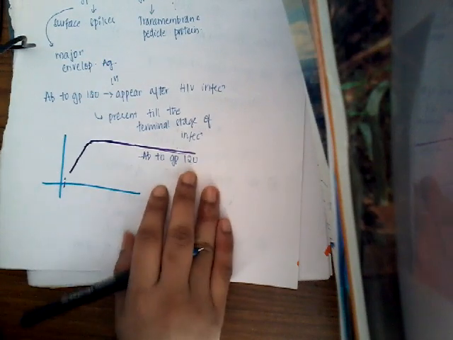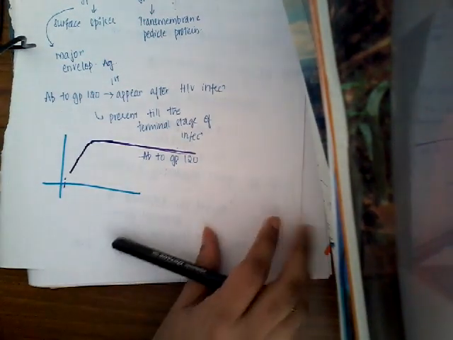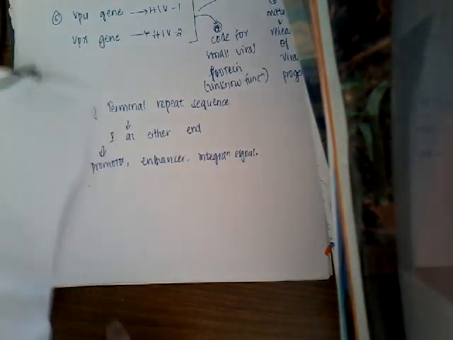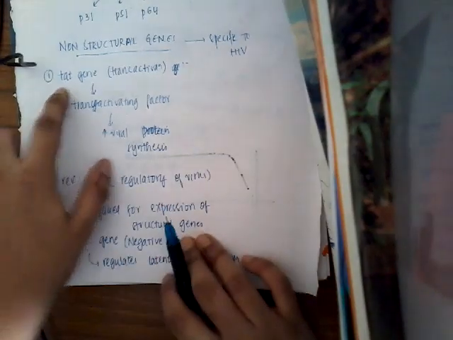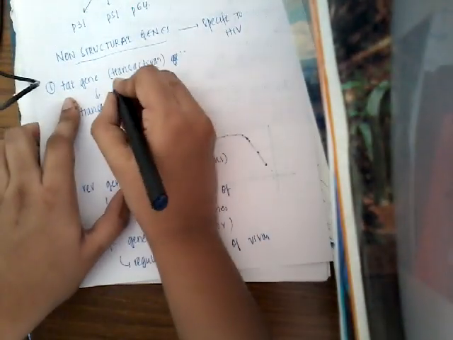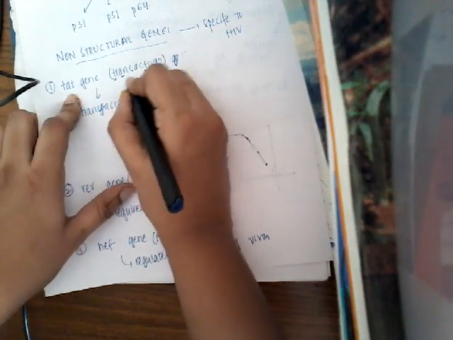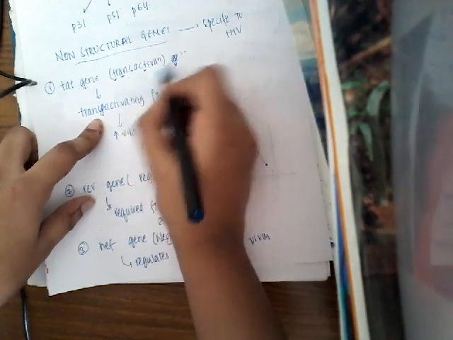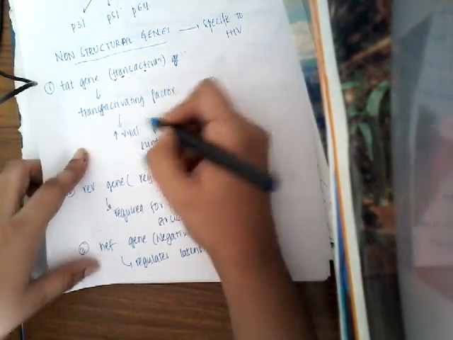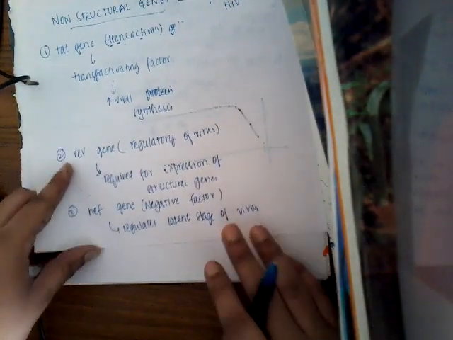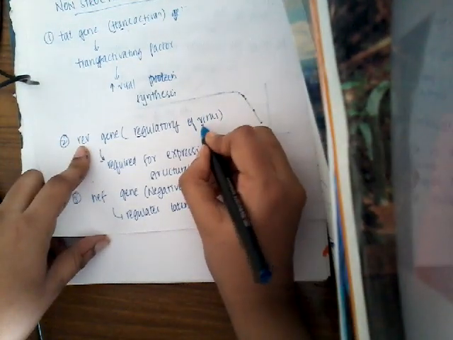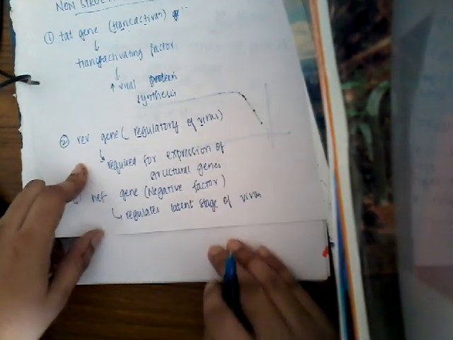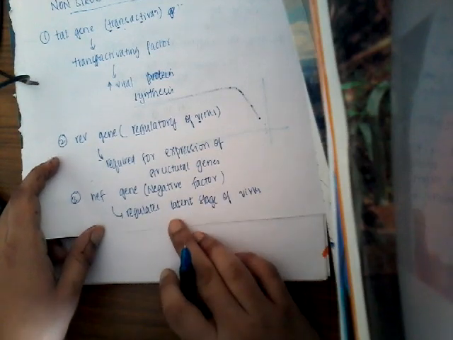See guys, these genes are really difficult to remember, but there is no way except to expand them. It's simple. If you expand the genes, you'll easily remember them. It's the Tat gene: transactivation, T-A-T. It helps in transactivation, that is, increased viral protein synthesis. It's the Rev gene. Rev is regulator of virus. It helps in expression of structural genes, and in this way it regulates the virus.